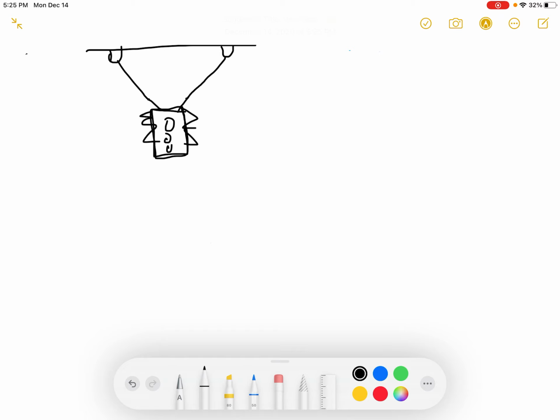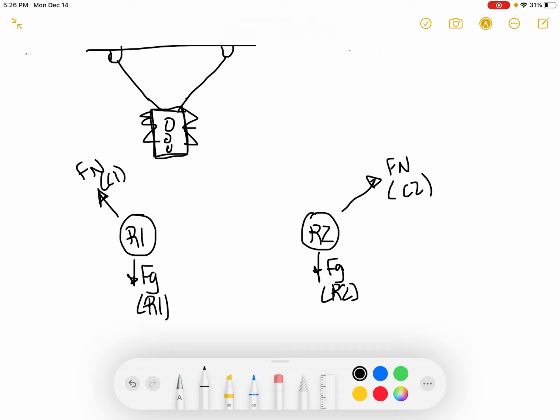And then we have one more force that is in the exact direction of the cable, which is opposite of the normal force we drew, which is going to be a tension force of cable 1, and then for this one, cable 2, because it's connected to cable 2.